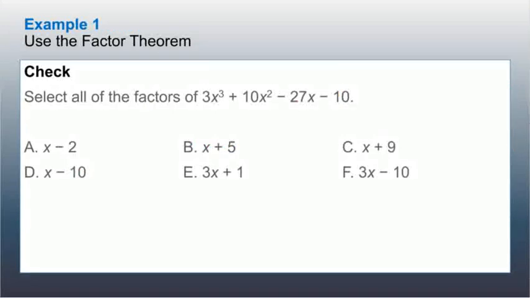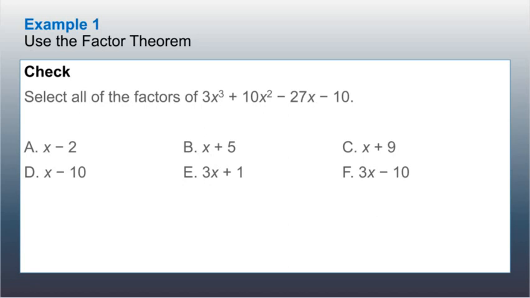Next, like this one. So factors of 3x cubed plus 10x squared minus 27x minus 10. So for this one, we could just pick one of those. So I just say 2.